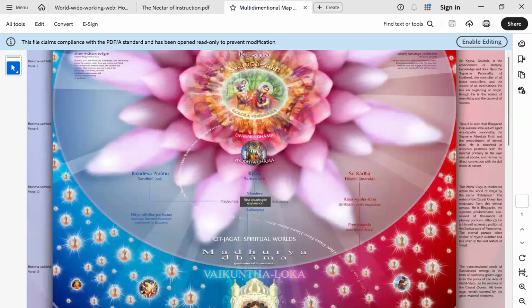Prabhuji, Karanodakashayi Vishnu, Garbhodakashayi Vishnu, they are like expansions. So is Ram an expansion, or where does he fit in from that standpoint? Expansion, what do you mean by expansion? Like Karanodakashayi Vishnu, Garbhodakashayi Vishnu, they come out of each other, like a hierarchy. They are Purusha avatars. You're probably mixing two concepts. They are avatars.